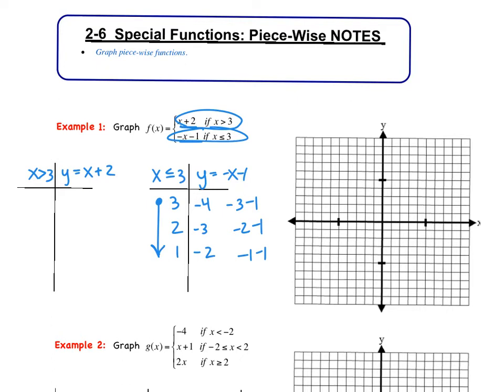I know this is confusing, but stay with me. I'm going to graph those points. So I have 3, negative 4. I have 2, negative 3, and 1, negative 2. And I'm going to graph them going this way.